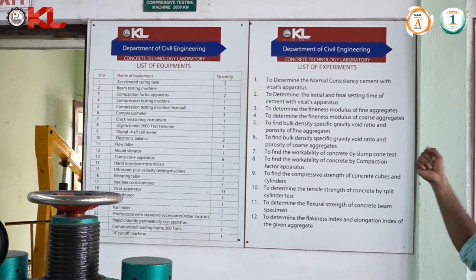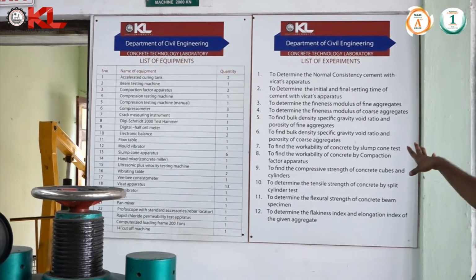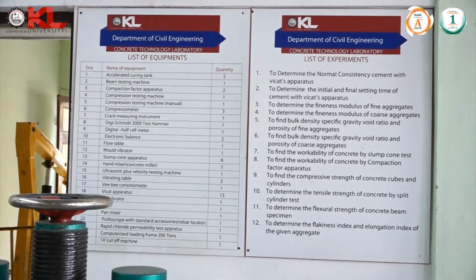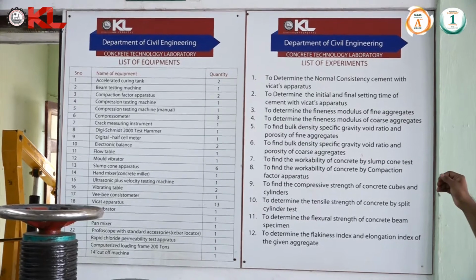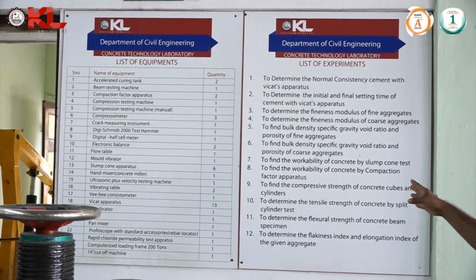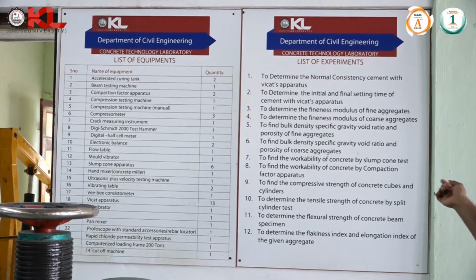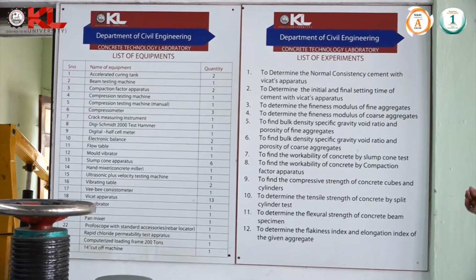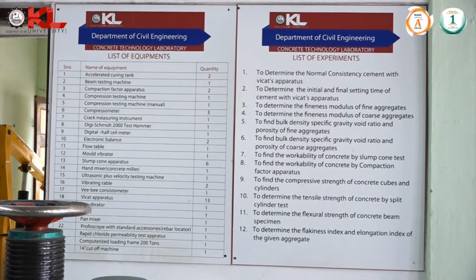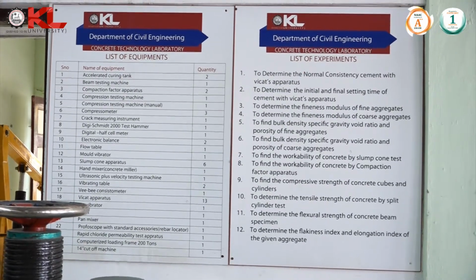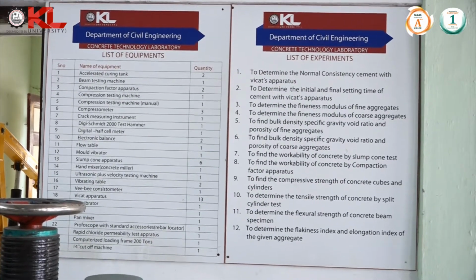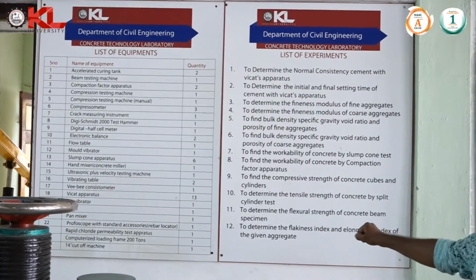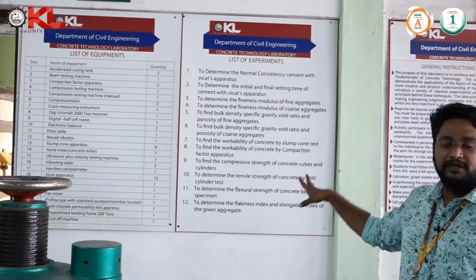cement by using the Vicat apparatus. Next will be the fineness modulus of coarse aggregate and fine aggregates. Next will be the specific gravity of fine and coarse aggregates. Next, workability of fresh concrete by using the slump cone test and compaction factor test, then compressive strength of the concrete by using cubes, split tensile strength by using cylinders, and next the flexural strength by using prisms. Next, the flakiness of the aggregates we can calculate in this laboratory.